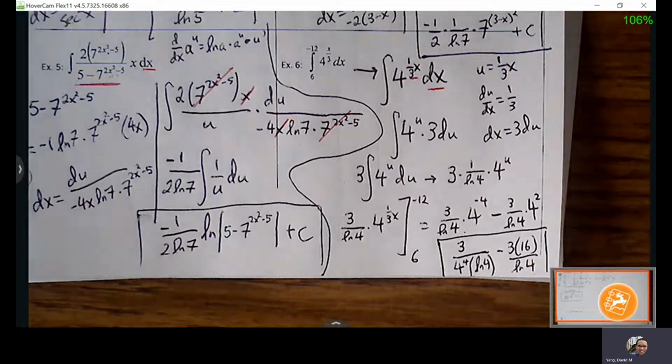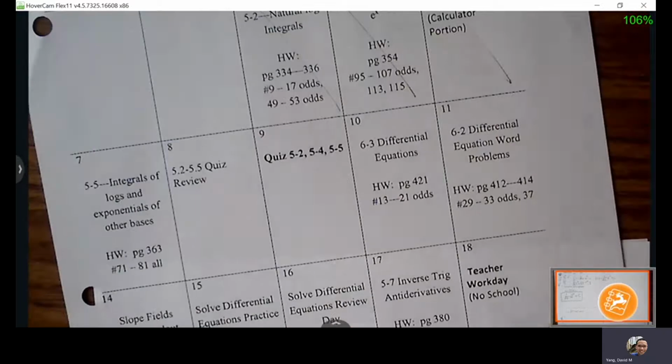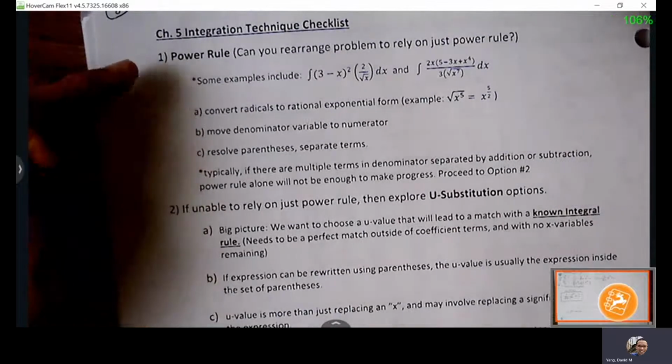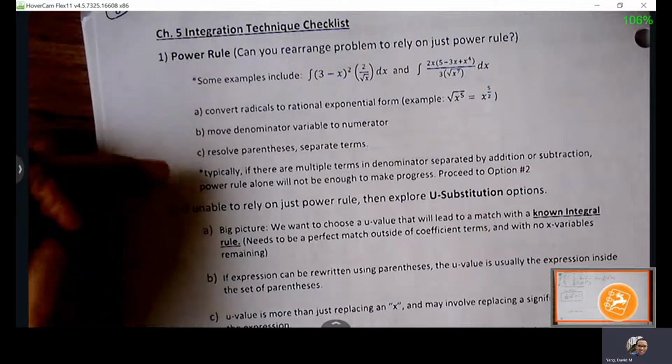Okay, so we're going to skip page 6. Page 7 is just a list of rules, integral and derivative rules that we've learned up to this point. Page 8 is a checklist, kind of going down your integration rules.